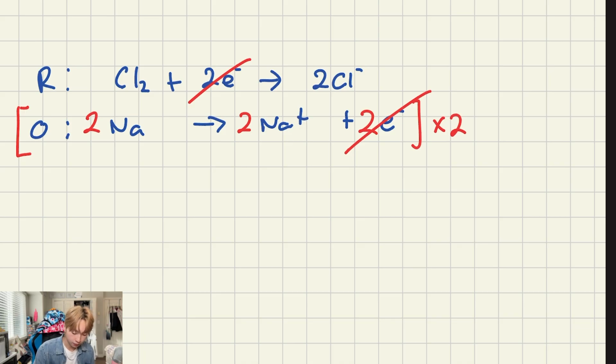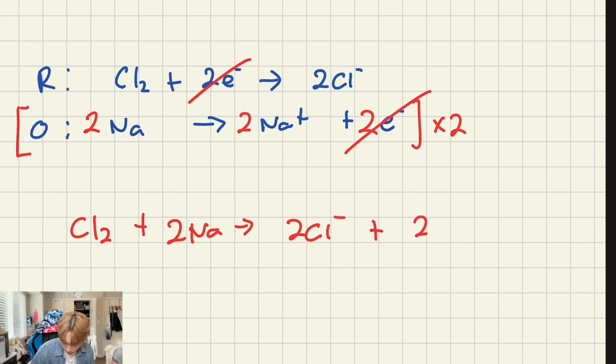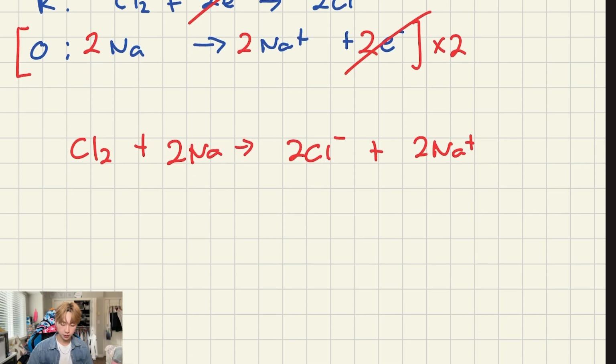And now we add the reactants together and then the products. And now if you don't have anything else to simplify, then you're done. And that's the half reaction method.